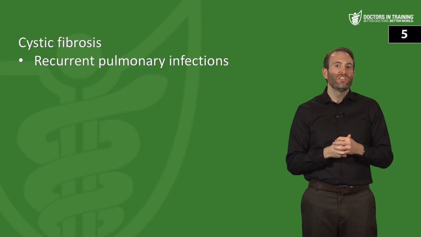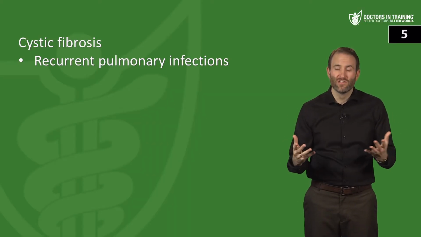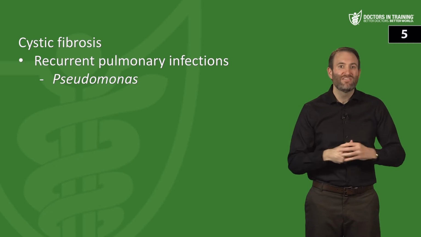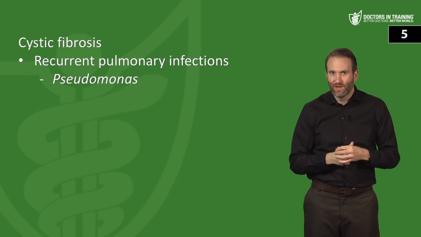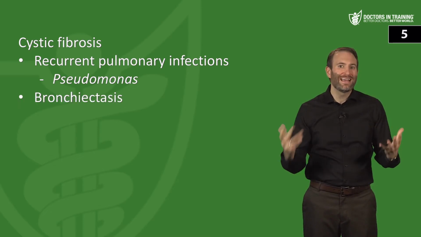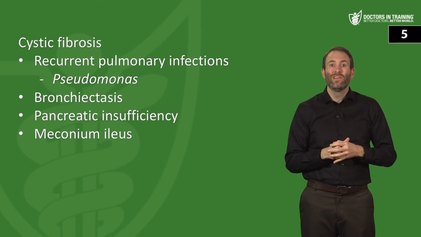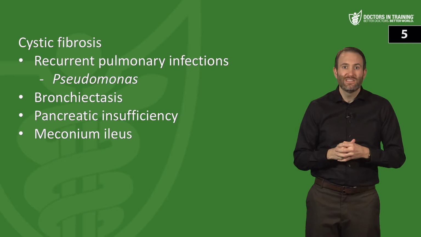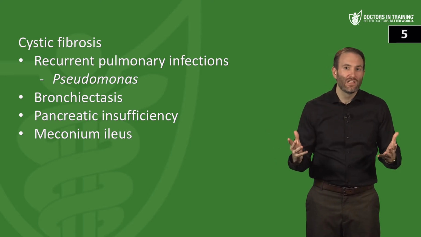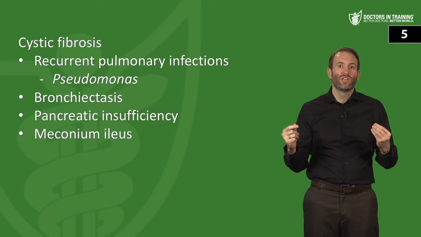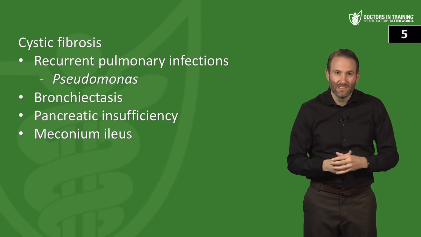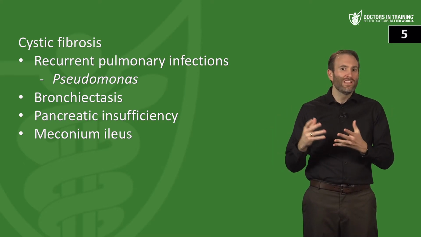Now, as a result, patients will get recurrent pulmonary infections. And also what you need to know, Pseudomonas is famously associated with cystic fibrosis. So you're also going to see bronchiectasis. You're also going to see pancreatic insufficiency and also meconium ileus in newborns. So this is one of the earliest signs of cystic fibrosis, and this is the most common lethal genetic disease of Caucasians. So going back to this, what is meconium ileus?